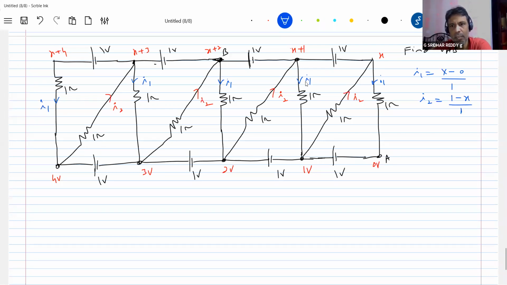How many unknowns are there? I1, I2 and X. I need one more equation, the relation between I1 and I2. I'll apply KCL. Here I2 is flowing. I'll change the direction of I1, it'll be easy for us. Of course we'll get negative, no problem. Then I can write the equations easily.